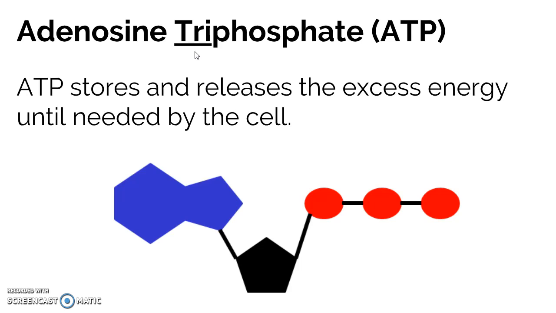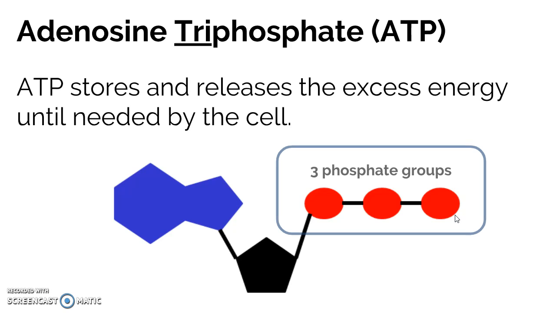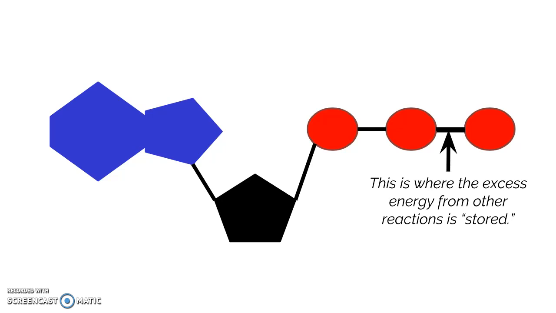Tri means 3, and when we look at this diagram, there are 3 of these spheres indicated in red, and those represent 3 phosphate groups, as the name implies, triphosphate. If we zero in on that diagram a little bit more closely, we can see that these bonds right here in between the second and third phosphate group are where we're going to store excess energy from other reactions.